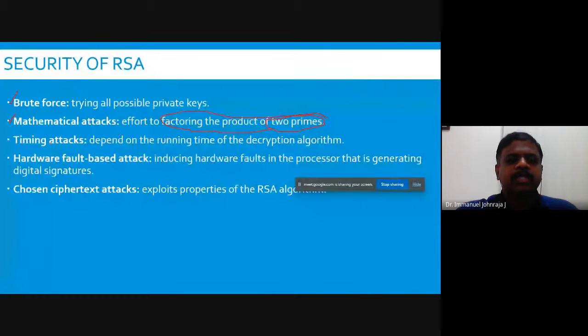Okay. Then the timing attack. I have already spoken about this timing attack, how much time it takes to encrypt or decrypt at various times. And hardware fault based attack and chosen ciphertext attack. This is to randomly check by choosing whether it is able to decrypt it properly. All right. So this is how you can exploit or you can show that RSA is vulnerable to such attacks. So that is a chosen ciphertext attack.